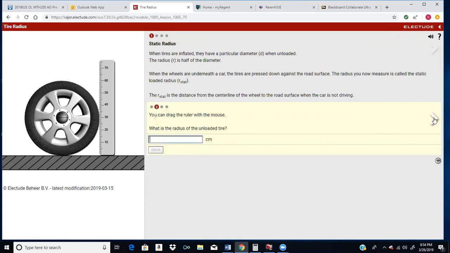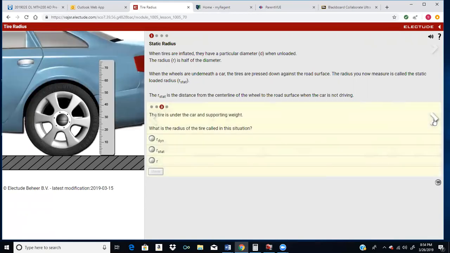You can drag the ruler with the mouse. What is the radius of the unloaded tire? We already know that the radius is half your diameter. It gives you a center line on the tire. See that line that goes to the center? We can measure that, and it should be 30, because if the diameter is 60, then the radius should be 30. So let's check that out. Good, we're right on that.